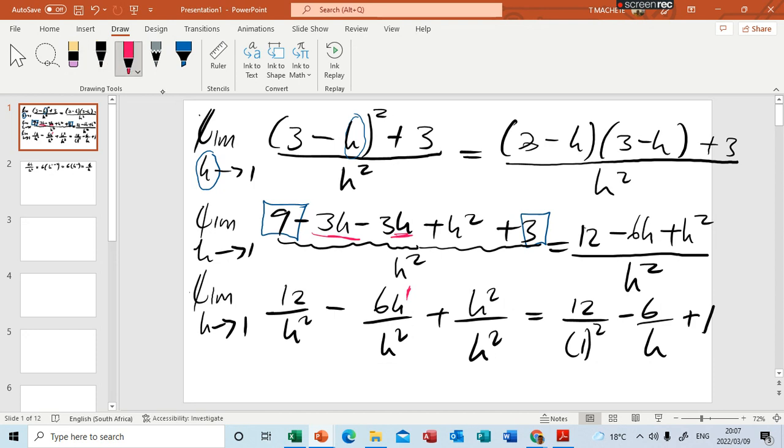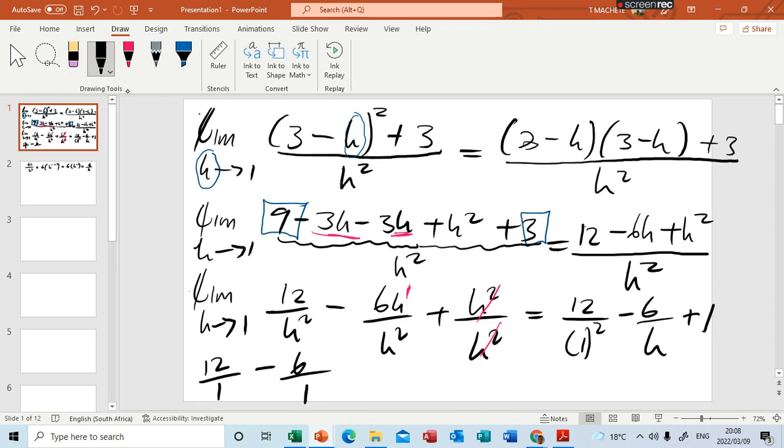This h squared and h squared will cancel. This one and this one will cancel. Then you're gonna be left with 1. So you're gonna have 12 over 1 minus 6 over 1 plus 1. Then you write your final answer there. It will be 12 minus 6 plus 1. So 12 minus 6, you're gonna get 6 plus 1, which is 7. So your answer will be 7.